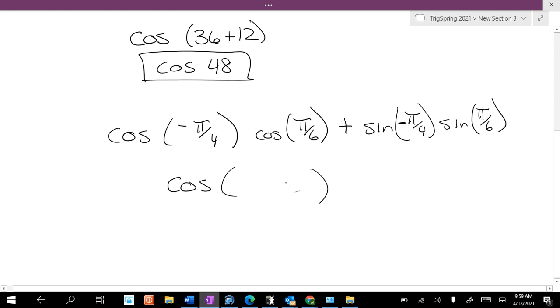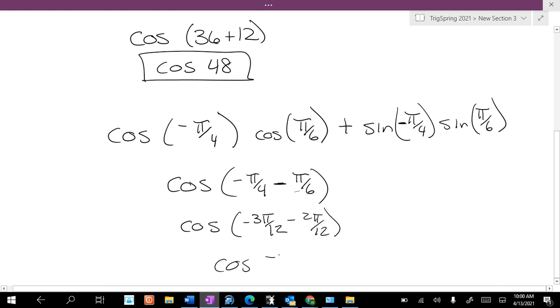Well, what's the first term in the parentheses? Negative pi over 4. And is it plus or minus? Minus. And then what's the second term in parentheses? Pi over 6. So this is the cosine. What's negative pi over 4 minus pi over 6? Well, we need a common denominator. What's the common denominator? 12. So it's negative 3 pi over 12 minus 2 pi over 12, which is the cosine of negative 5 pi over 12.